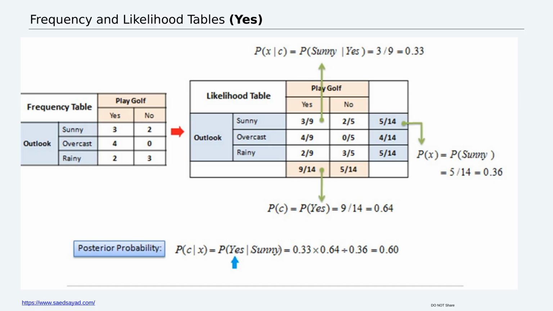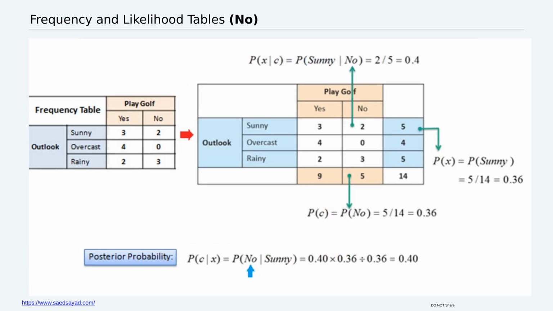Sunny given yes is 3 out of 9, about 0.33. Prior yes is 9 out of 14, about 0.64. Applying Bayes yields posterior yes given sunny near 0.6. Similarly, we create the tables for outcome no. From the counts, the likelihood of sunny given no is 2 divided by 5, or 0.4. The prior of no is 5 over 14, and the chance of sunny is 5 over 14. Applying Bayes yields the posterior probability of no given sunny as 0.4.